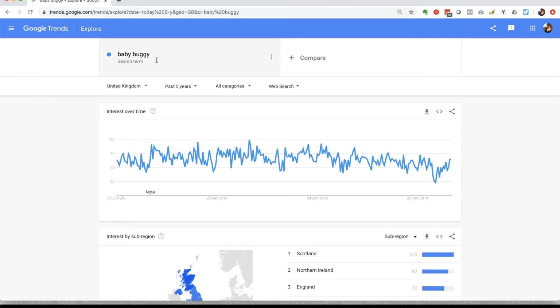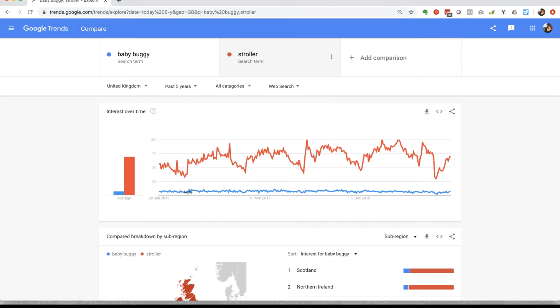Now, what you can also do in here is compare terms. So baby buggy is one way of referring to it, but let's say you might also call it a stroller. So we can add this to our search and it will compare and contrast. And here we can see, okay, a lot more people are searching for the term stroller than are searching for the term baby buggy by a margin quite considerable.